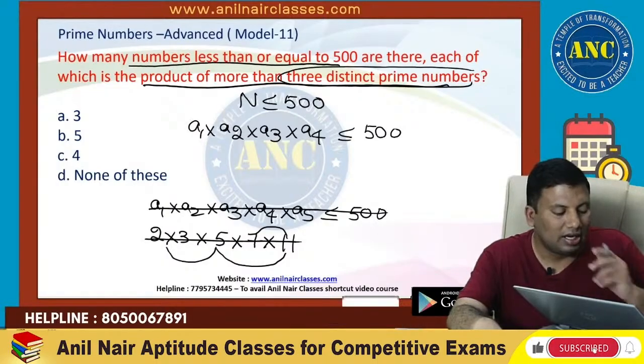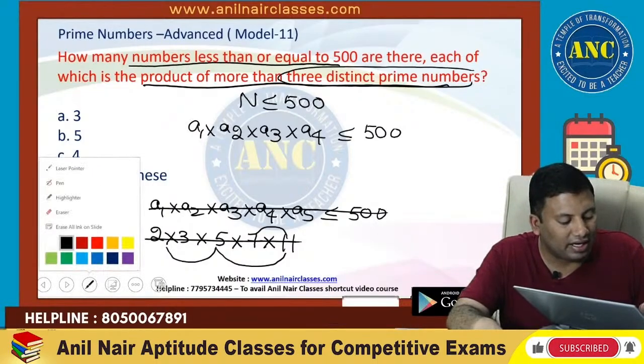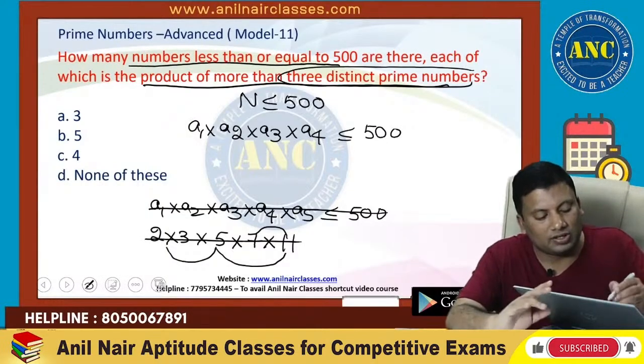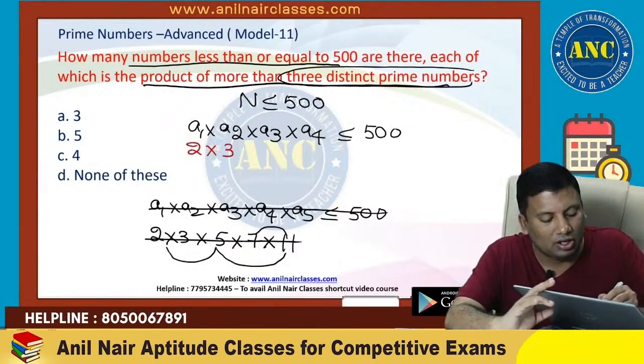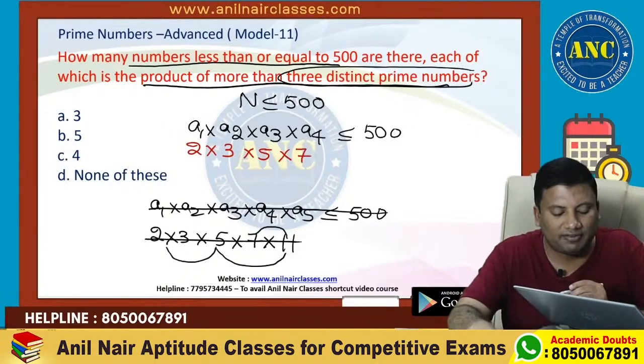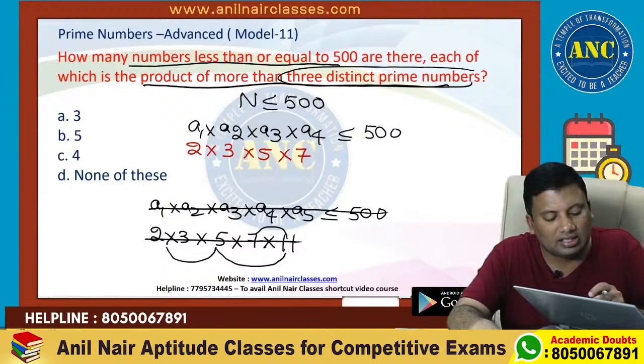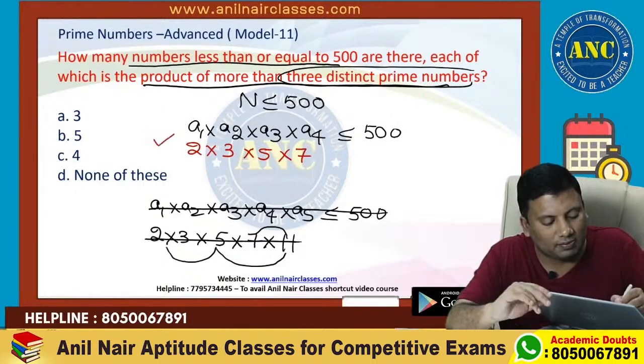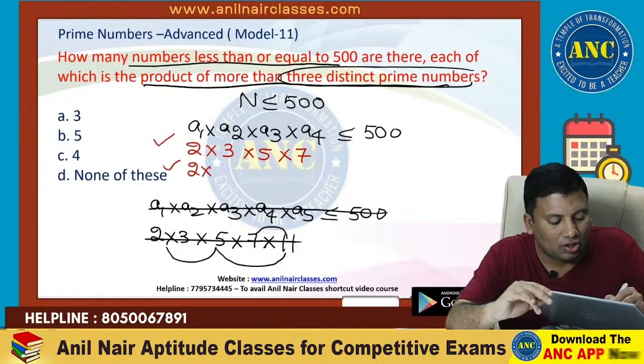Sum is, it is getting into greater than 500. Now, 4 numbers we have to take. So, it is 2, 3, 5, 7. Let me see if the product is less than 500. 6 5s are 30, 30 7s are 210. This is perfect.